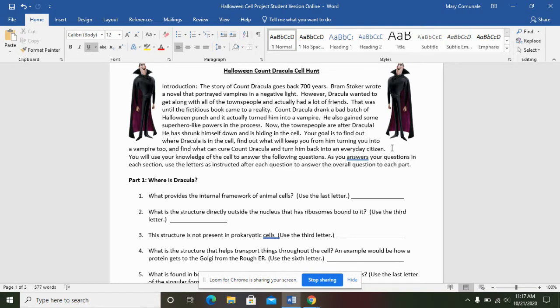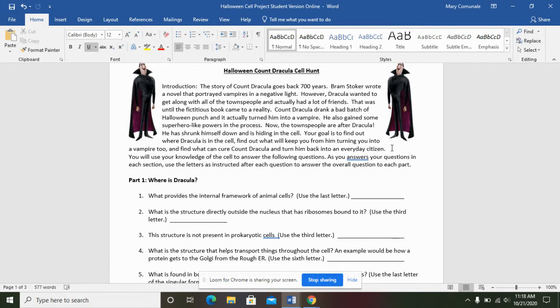So for the introduction, the story of Count Dracula goes back 700 years. Bram Stoker wrote a novel that portrayed vampires in a negative light. However, Dracula wanted to get along with all the townspeople and actually had a lot of friends. That was until the fictitious book came to a reality. Count Dracula drank a bad batch of Halloween punch and it turned him into a vampire. He also gained some superhero-like powers in the process. Now the townspeople are after Dracula. He has shrunk himself down and is hiding in the cell.